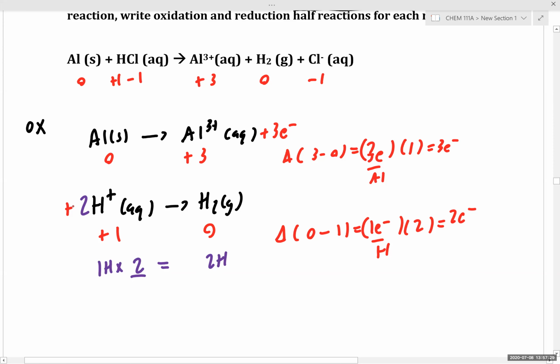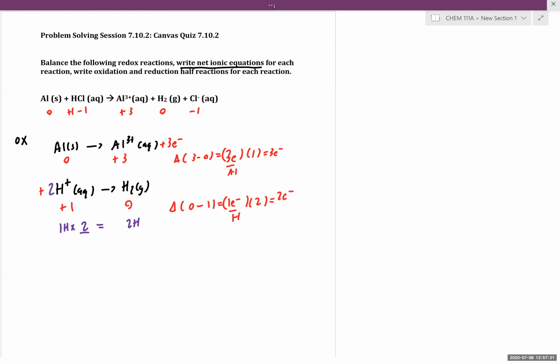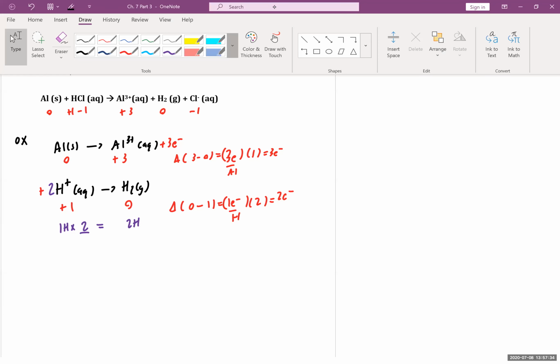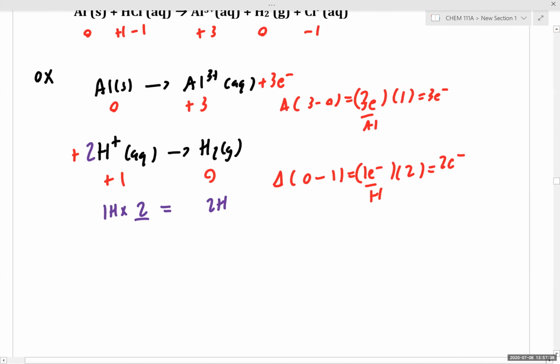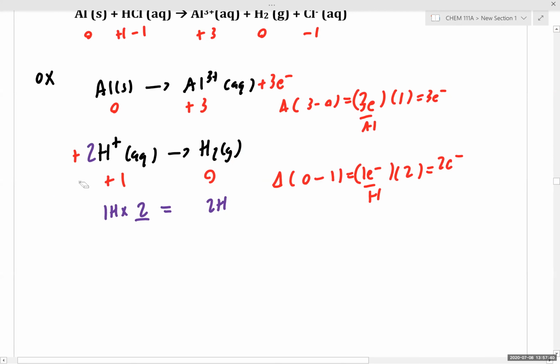Did we gain or lose 2 electrons? Did H plus gain or lose electrons? Gain. Gain, yep, it gained 2 electrons.